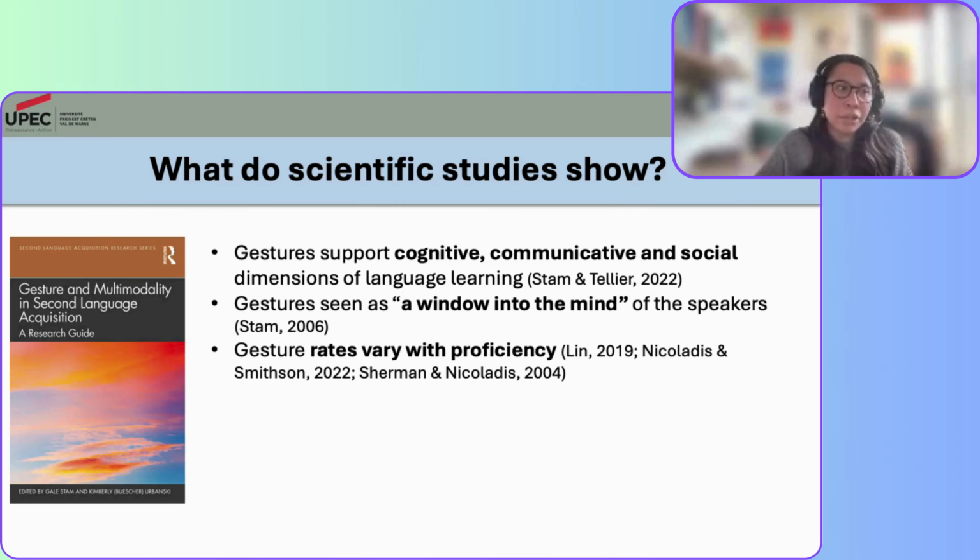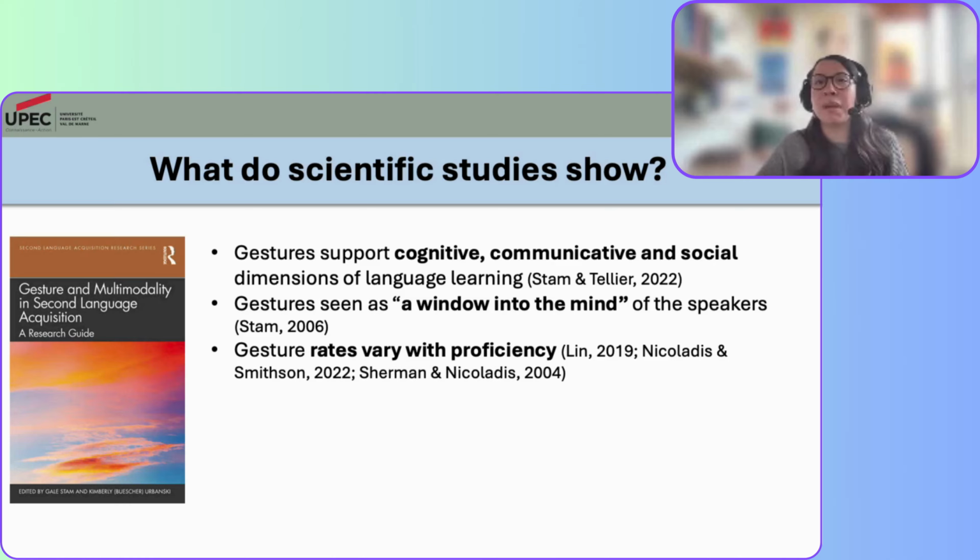And studies have also shown that gesture rates vary with proficiency. So usually less proficient speakers tend to produce more gestures in their L2 than in their L1, but there are also differences in the type of gestures. So for example, some studies have shown that the more proficient you become, the more likely you are to produce pragmatic gestures, for example. So these are differences as well with proficiency. And in the data that I showed from the Finnish speakers, they're highly proficient.